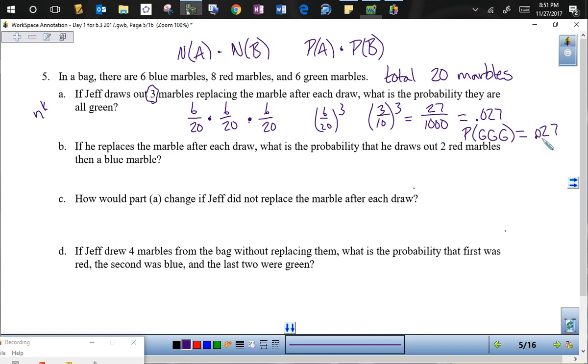On part B, if he replaces the marble after each draw, what's the probability that he draws 2 red marbles, then a blue marble? His first draw is a red marble. We're going to look up here that there are 8 red marbles, so 8 over 20. We're still replacing the marble, so we've got 20 marbles when we put it back in. The second one is red as well, so 8 over 20 once again. Last one is a blue marble, so we've got 6 out of 20 here. Go ahead and multiply all those together. Again, you can just type it all in if you want. We can do it as a decimal or as a reduced fraction here.